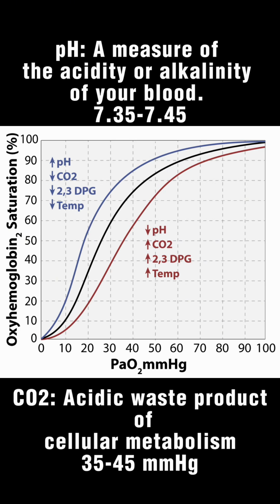There are four factors that influence the oxyhemoglobin dissociation curve and whether it gets a left shift or a right shift. For the purpose of this episode, we're going to talk about just the right shift on the curve. So pH being a measure of the acidity or alkalinity of your blood, normal values being 7.35 to 7.45. CO2 is a waste product of cellular metabolism, and normal values being 35 to 45 millimeters of mercury.